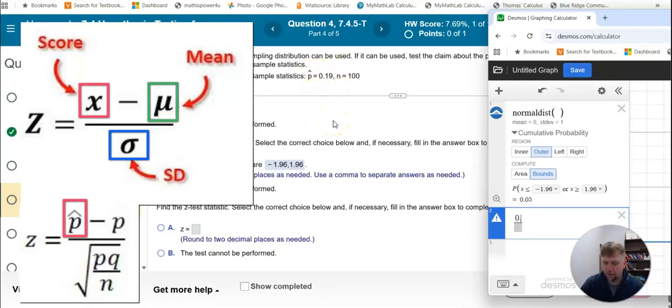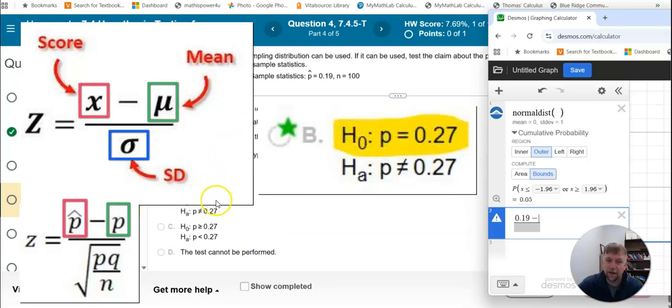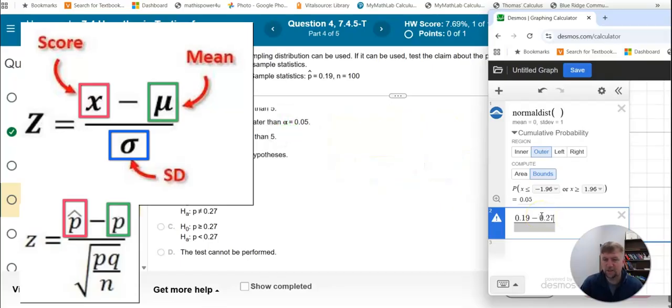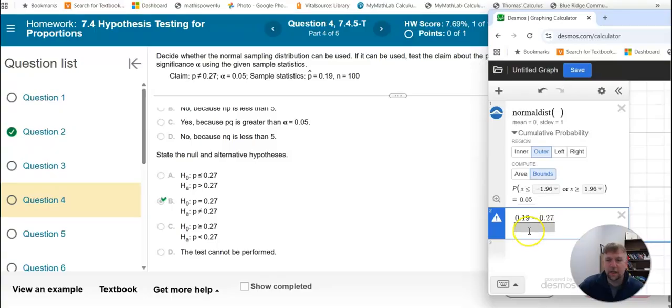So that's 0.19 minus the mean. This means the mean of the sample proportions. The mean of the sample proportion is the population proportion, which is claimed to be, even though it says not equal to in the null hypothesis, it is equal to 0.27. So for the purposes of the hypothesis test, we assume that that's true, even if we don't believe it to be true. So it's still the value of p as far as the hypothesis test goes. So p hat minus p, the claimed p, the null hypothesis p, and then divided by the standard deviation. Okay, very important that you understand this.